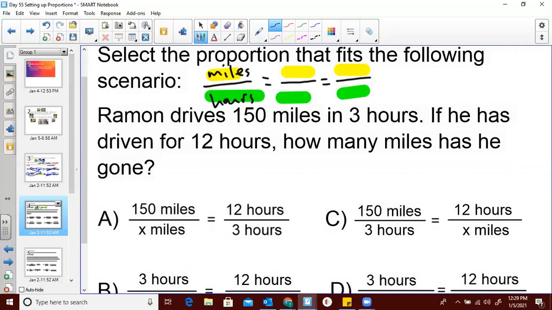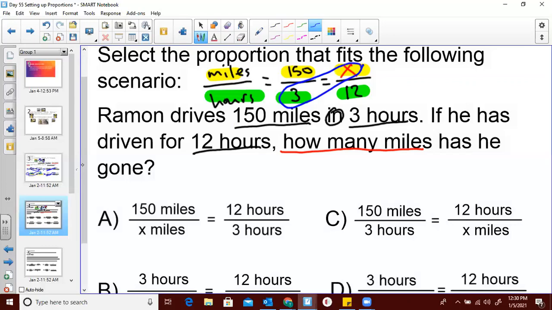All right, so Ramon drives 150 miles in 3 hours. If he's driven for 12 hours, that's another given, so we know that's going to be in our second fraction. In 12 hours, how many miles has he gone? How many miles? It's asking us a question, and we don't know. So we're just going to put our X in for miles in our second fraction. And we're going to see where X's partner is. Remember, the partner is diagonal across.